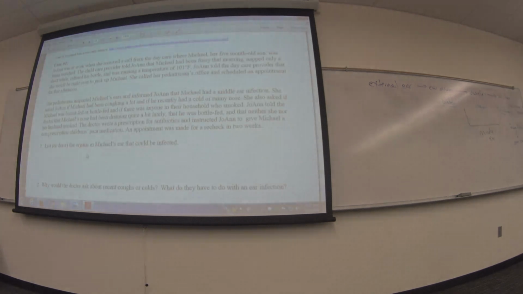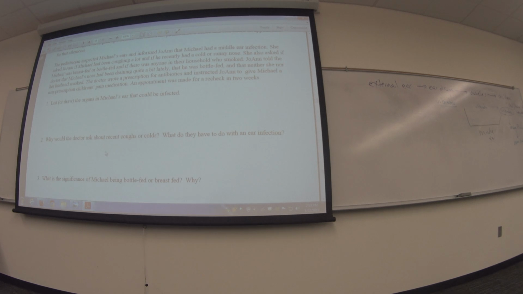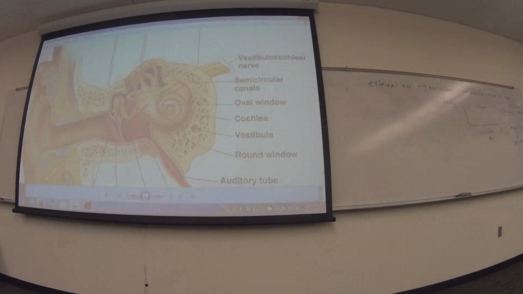So let's figure out how he got it, because number 2 asked that question. They asked about coughs or colds. Why does having a cold lead to ear infections? Fluid buildup, true, but why is the fluid building up because of the cold? Sinuses, but they're not connected to your ear. Eustachian tube? Let's go back to our ear picture and add some more detail.